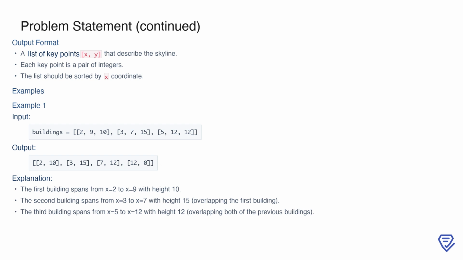overlapping both earlier buildings. The resulting skyline changes height at specific x-coordinates, forming the output [2, 10], [3, 15], [7, 12], [12, 0]. This means the skyline starts at a height of 10 at x equals 2, peaks at 15 at x equals 3, drops to 12 at x equals 7, and finally returns to 0 at x equals 12.